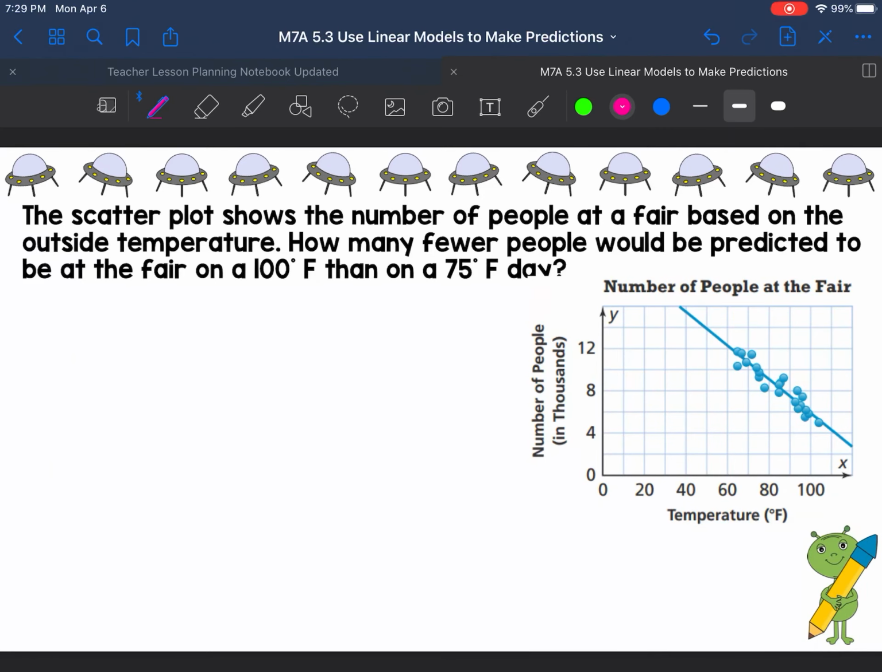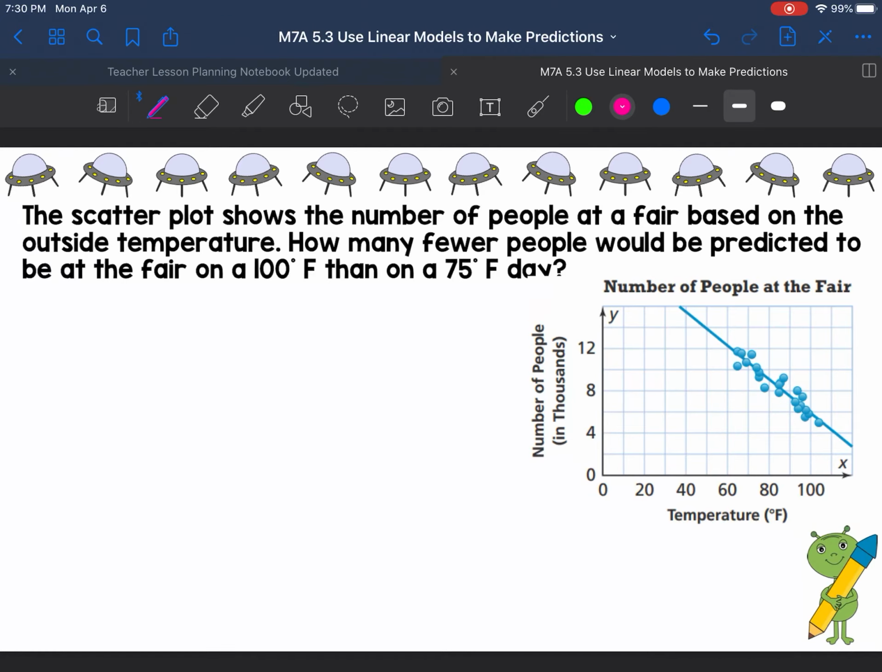Now it says the scatter plot shows the number of people at a fair based on the outside temperature. Because I don't know about you, but I'm not going if it's hot. How many fewer people would be predicted to be at the fair on a 100 degree Fahrenheit day than on a 75 degree Fahrenheit day? I know one person who is not going to be at the fair on a 100 degree day. That's me. A 75? Yeah, I'd probably be there. 100? No, thank you.